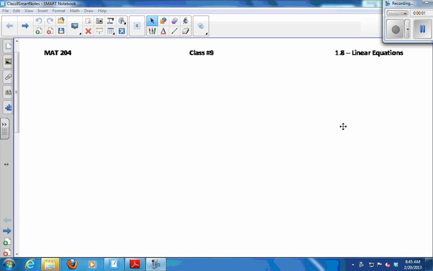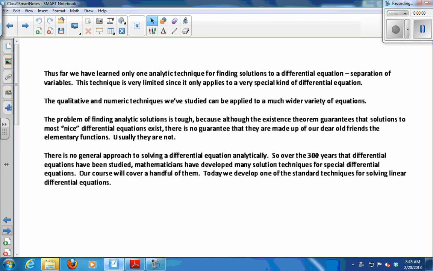1.8 is linear equations, linear differential equations. So far we've learned only one analytic technique for finding the exact solution to a differential equation, and that's separation of variables. But the technique is really limited. It only applies to a certain very special kind of differential equation, separable equations. The qualitative and numeric techniques that we've studied can be applied to a much wider class of differential equations.